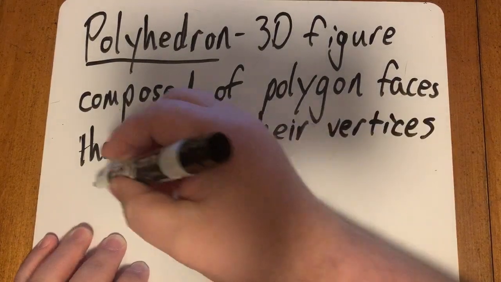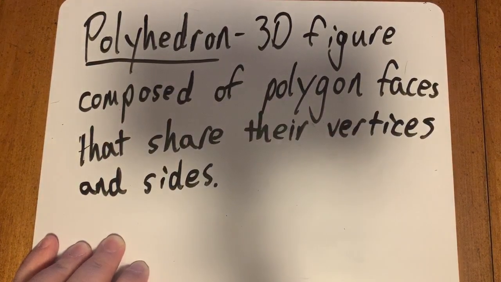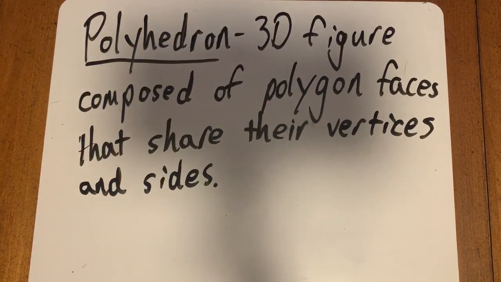vertices and sides. A polyhedron is always a closed figure, just like a polygon is always a closed figure. Polyhedron just takes up more three-dimensional space. And it's all polygon sides.